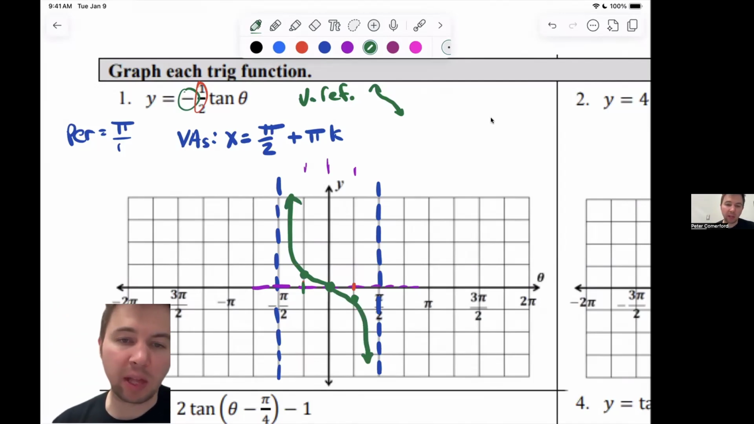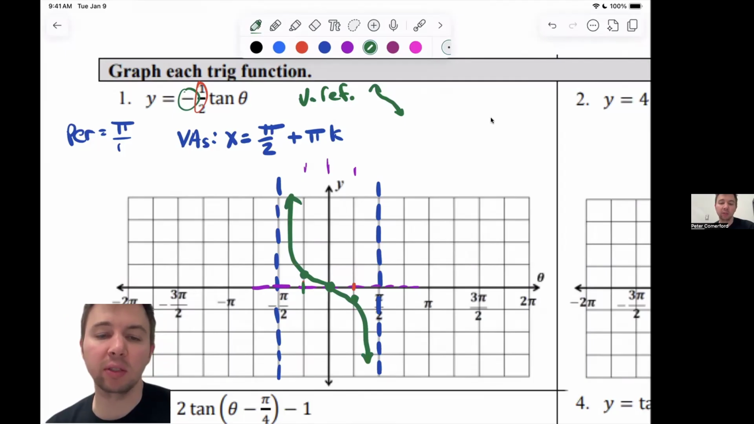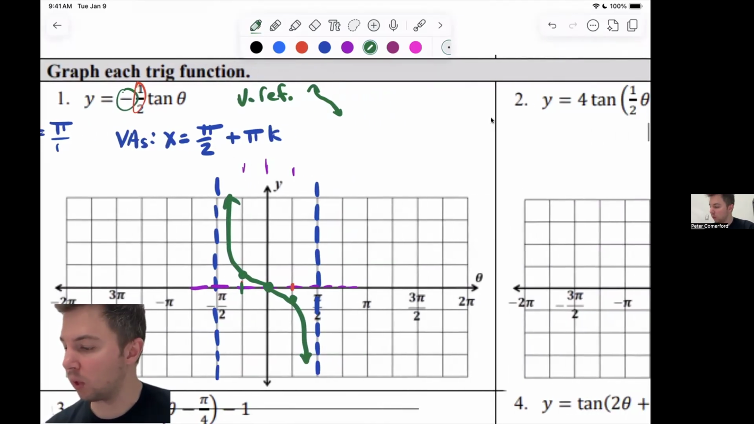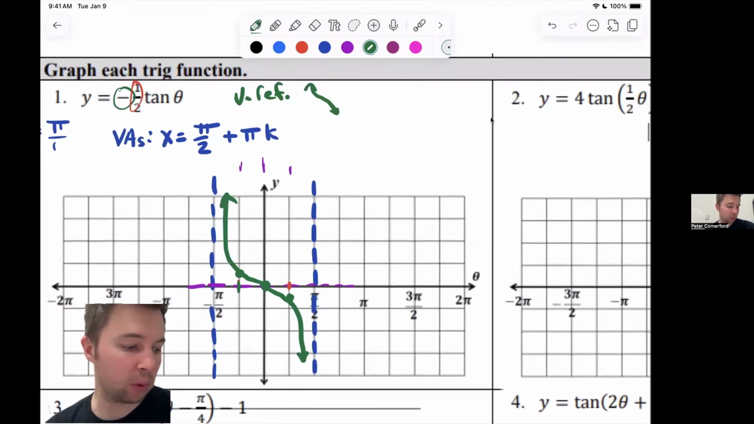It's shaped that way because we know this has a vertical reflection, so it's going to be a decreasing tangent graph. Let's do number 2 then. Pause it if you need to at any point.